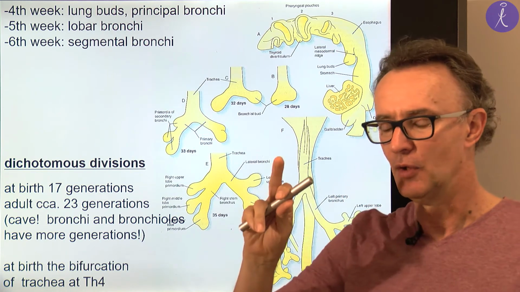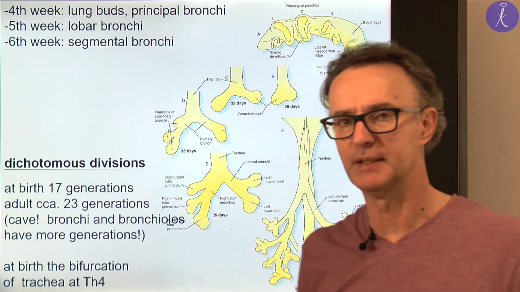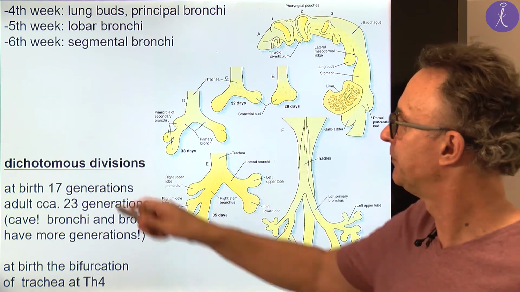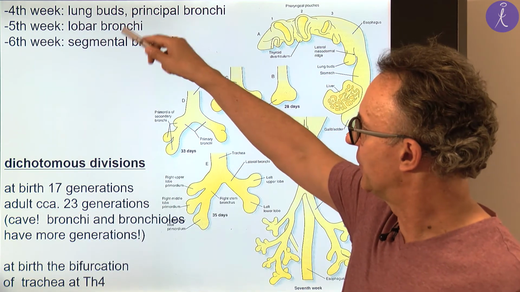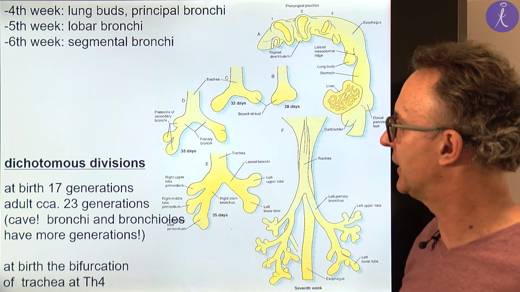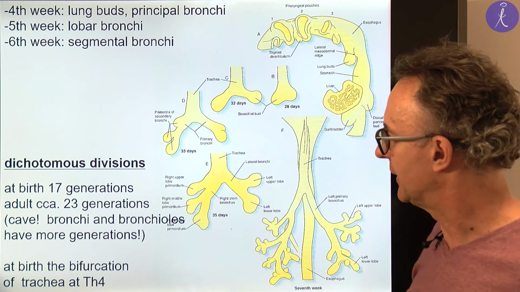Don't forget, in the third week, we have very important processes: gastrulation, neurulation, circulation. So fourth week, 5th and 6th week, these are the first three generations of the bronchial tree, all together like this.